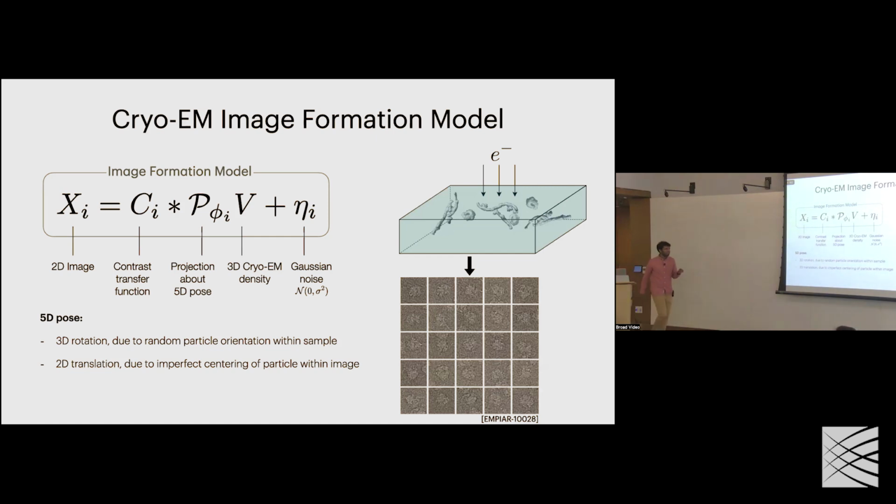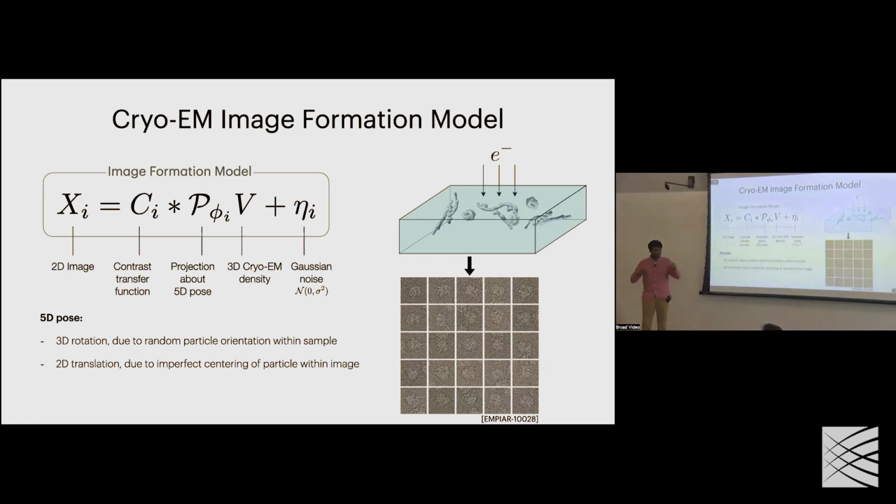Another point, this phi i, this orientation or pose I talked about, actually consists of two components. One is a random orientation of this molecule within the sample. The second is a 2D translation, because when we do our particle picking, typically without a 3D reference, the particles within those 2D images are going to be a little off-center. So we need to account for both this random orientation as well as this 2D translation.